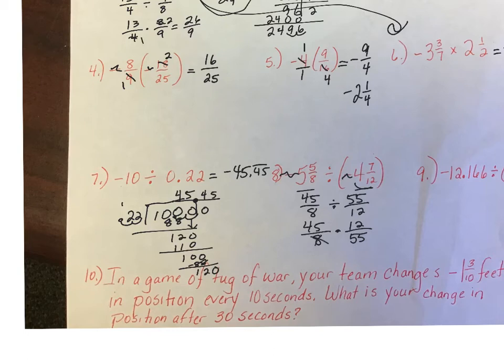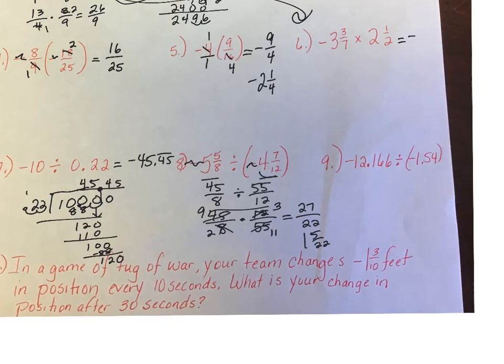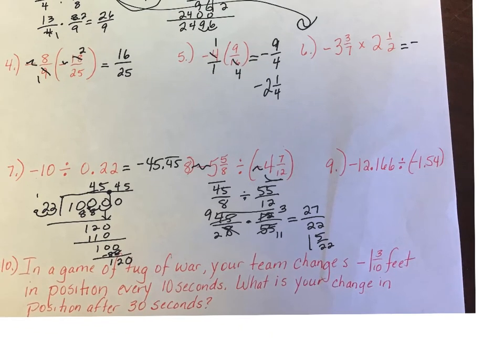4 goes into 8 2 times. 4 goes into 12 3 times. 5 also goes into both of those. That would be a 9, and that would be an 11. Okay? So we get 9 times 3 is 27 over 22. You can leave it like that if you want, or you can make it 1 and 5/22. I'm going to let you guys do number 9.